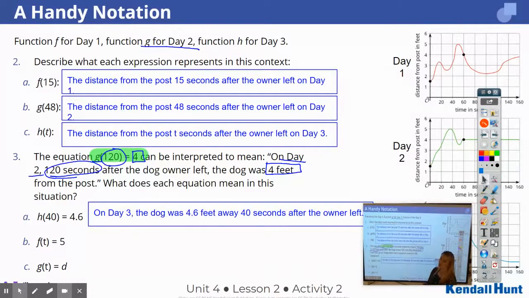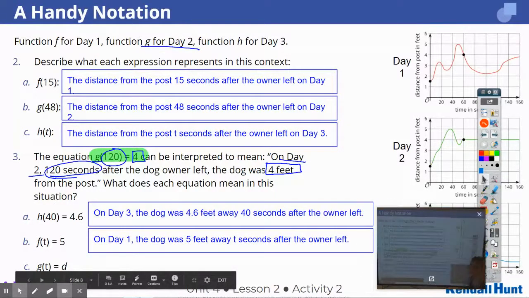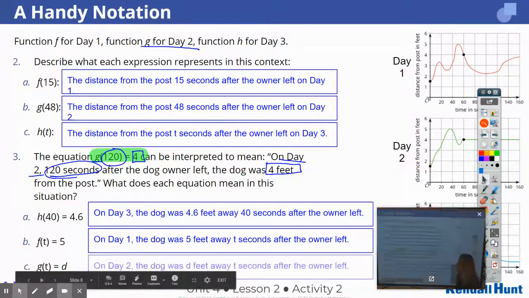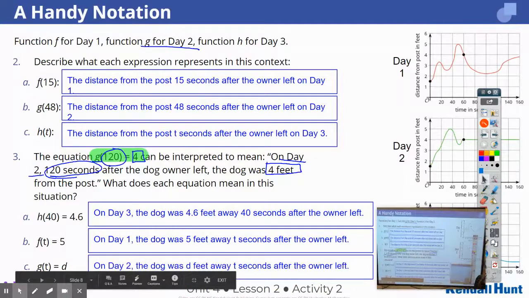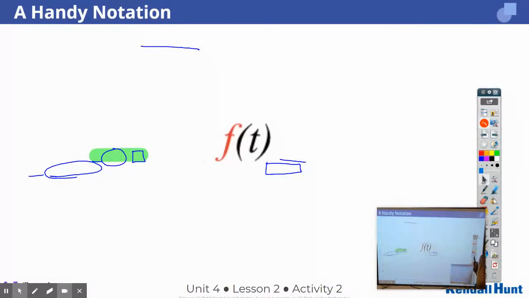Okay, try B. Right? B, we would say that on day 1, because F is day 1, the dog was 5 feet away from the post, T seconds after the owner left. And C, if we had G of T equals D, we would say that on day 2, the dog was D feet away from the post, T seconds after the owner left.